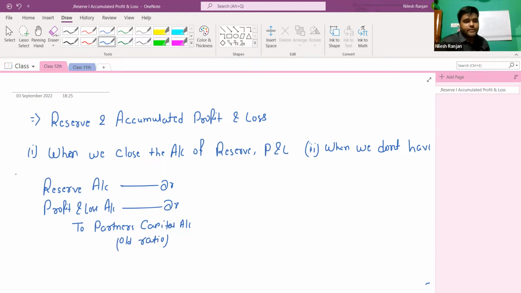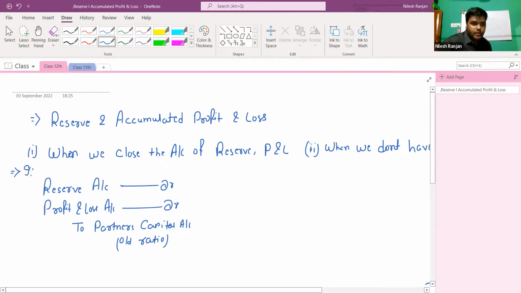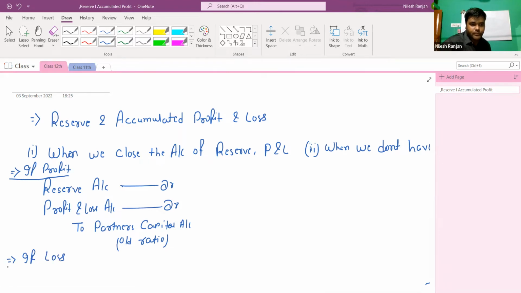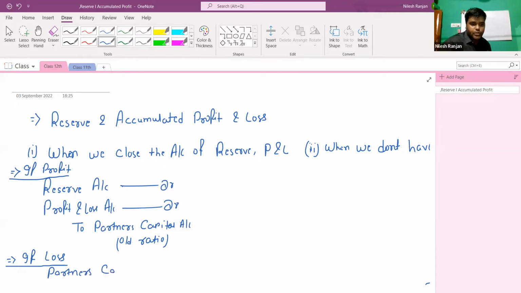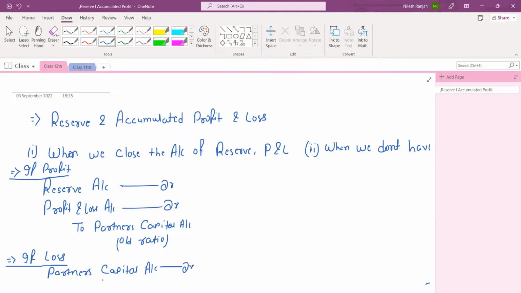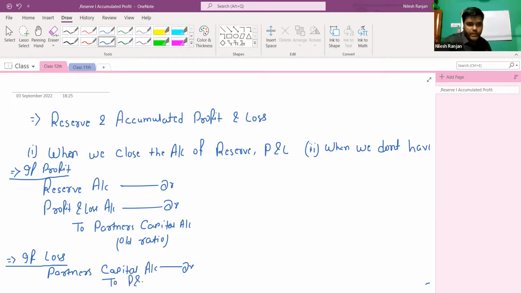Now, if it is profit, then this entry, and if there is loss, then what will be the entry? This entry will be reversed. The entry will be partners' capital account debit to profit and loss account, because reserve doesn't have a negative balance. So partners' capital account debit to profit and loss account, only profit and loss account.